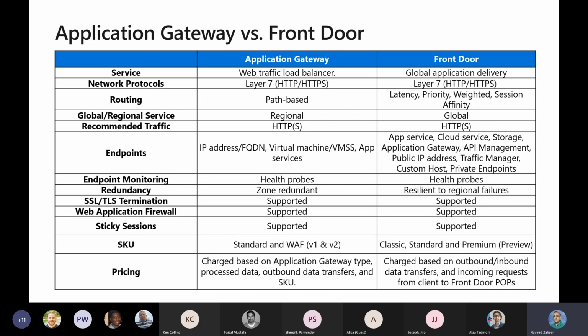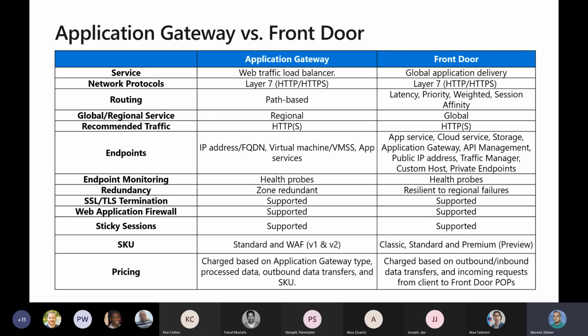You have latency-based routing, so you may have hosted sites in East US, West US, and South Central, and then based on latency, the request will be routed to the appropriate application instance. Same thing with weighted routing, where you can say most of the requests should go to my main application instance, which is hosted in Central, and the rest of the requests should go somewhere else if that instance isn't available. All of these things you can do with Front Door. In Application Gateway, it's only path-based.